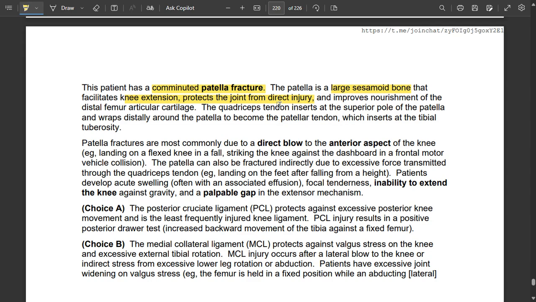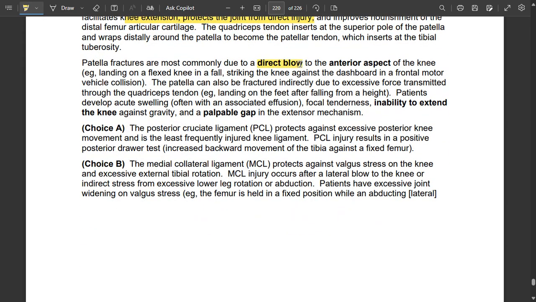The quadriceps tendon inserts on the superior pole of the patella and wraps distally around the patella to become the patellar tendon, which inserts on the tibial tuberosity. Patellar fractures are most commonly due to a direct blow to the anterior aspect of the knee, for example, landing on a flexed knee in a fall, or striking the knee against the dashboard in a frontal vehicle collision. The patella can also be fractured indirectly due to excessive force transmitted to the quadriceps tendon, for example, landing on the feet after falling from a height.